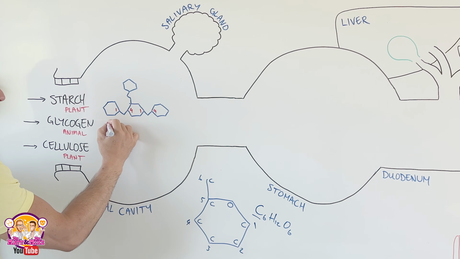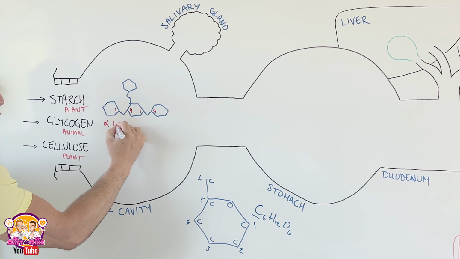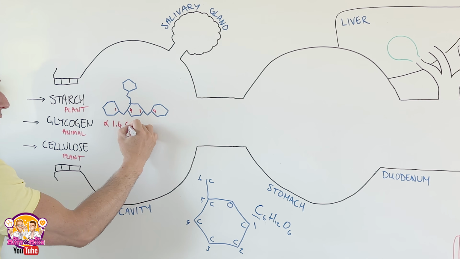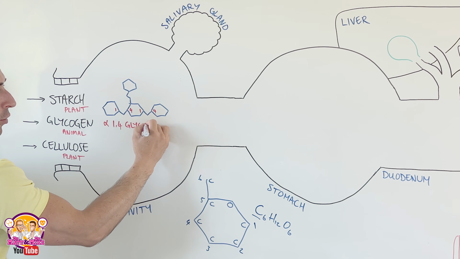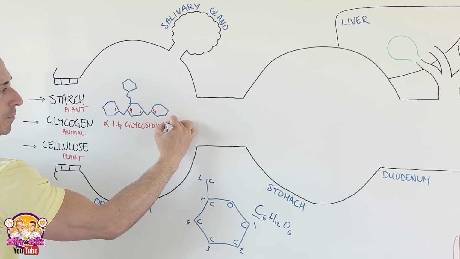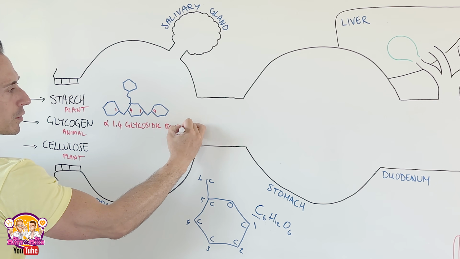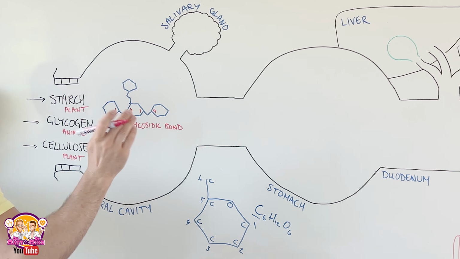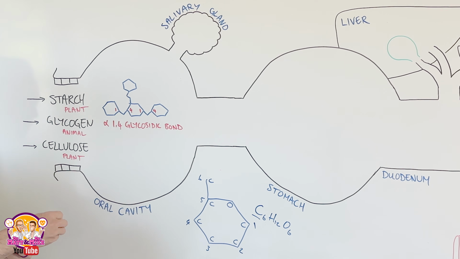They're bound together by what we call an alpha 1 to 4 glycosidic bond. An alpha 1 to 4 glycosidic bond. Really important, keep that in mind. Now, if I were to draw up a cellulose sugar polymer or polysaccharide, it would look like this, really similar.